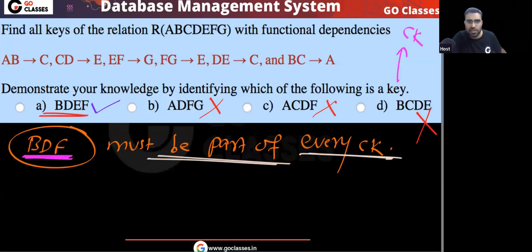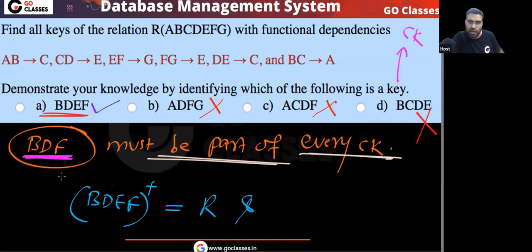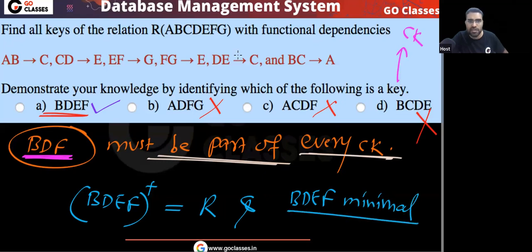So you can see three options are gone and only one option is remaining, so that must be correct. If you want to check, you can check, this will be correct. This will determine R, and this BDF will be minimal. So that is the reason this is a candidate key. So very easily you can do this question.